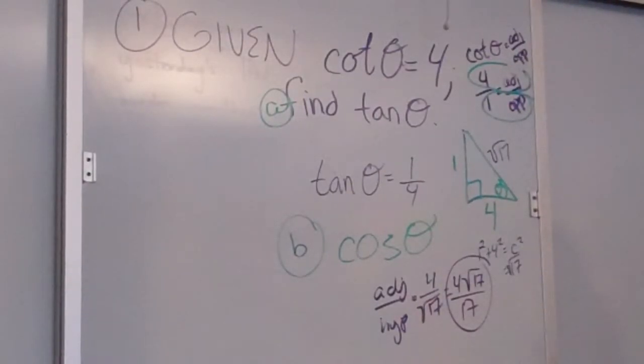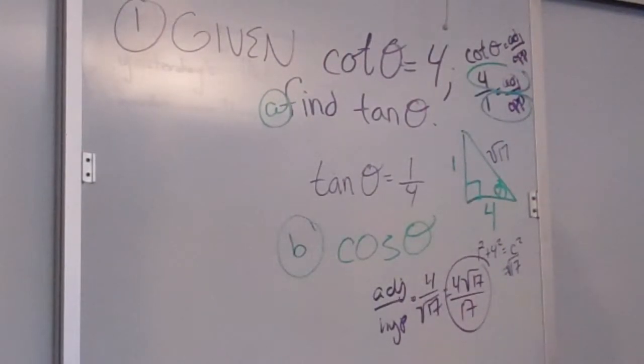So if you did 4 over 17 times the 4 square root of 17 over 17, would that be 1? Say that one more time. If you did that equation, 4 times square root of 17 over 17, would that equal 1?